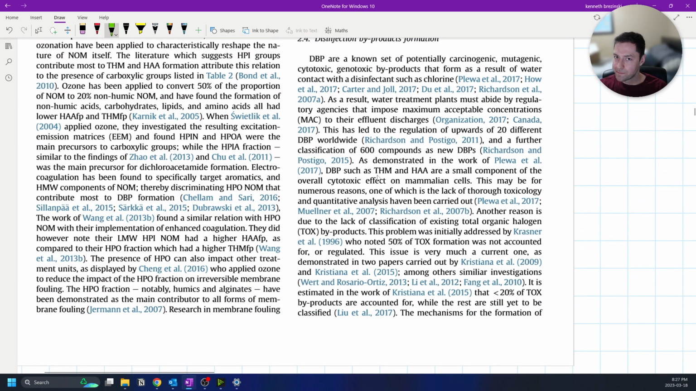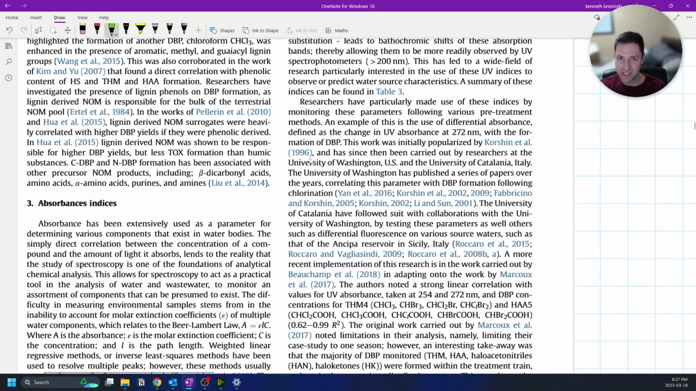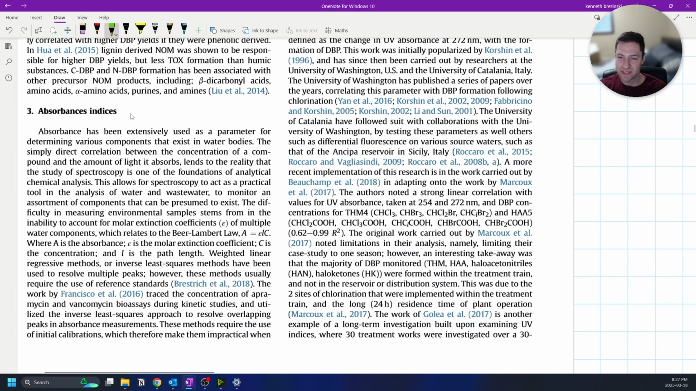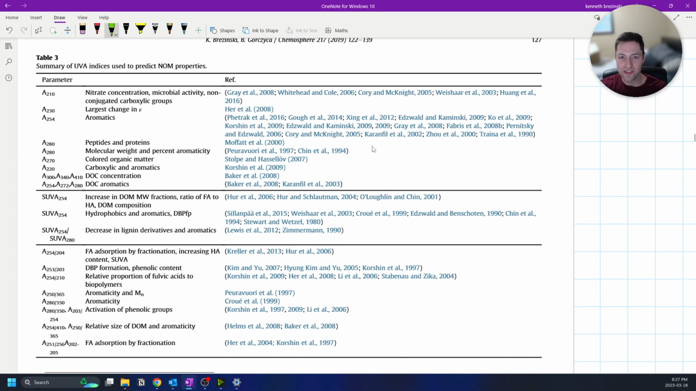So with that, we'll skip a lot of this and refer to absorbance indices here. This is an important thing because we talked about the use of UV254 again to look at aromatics.